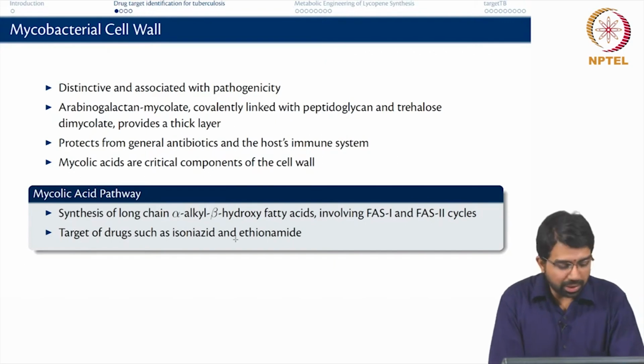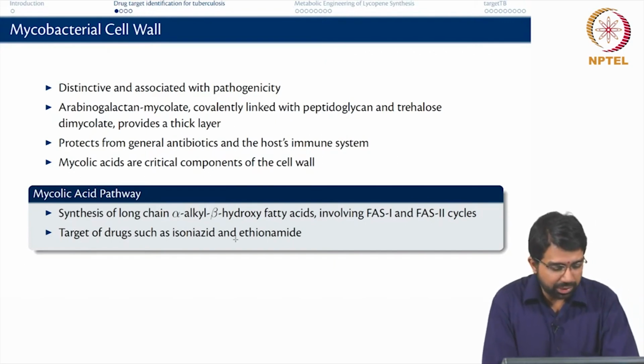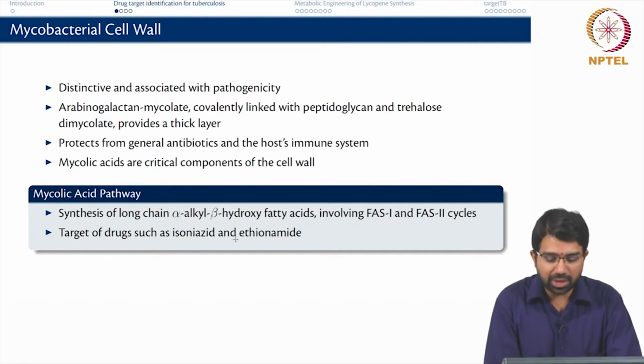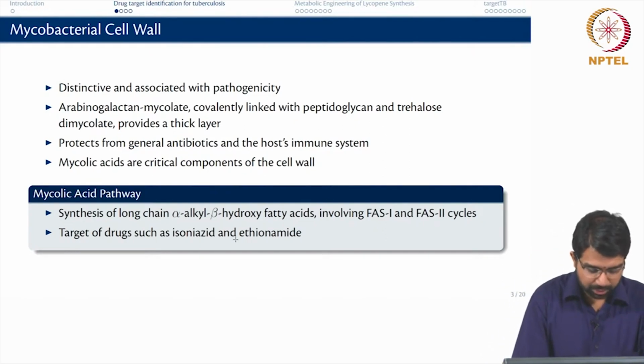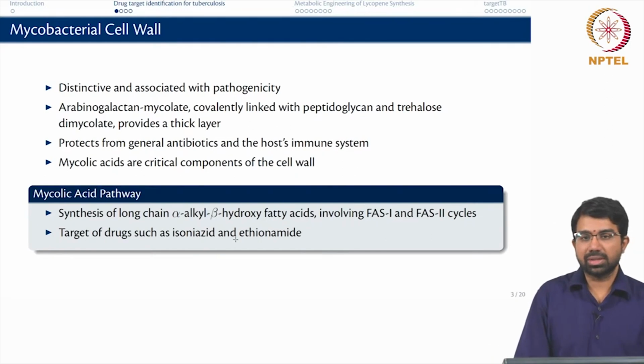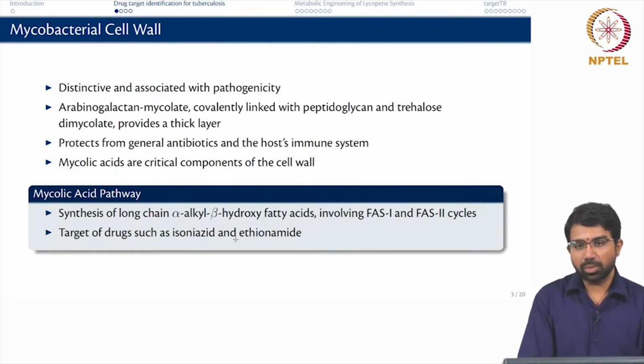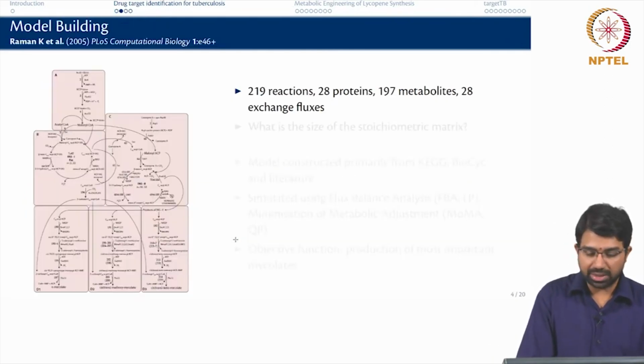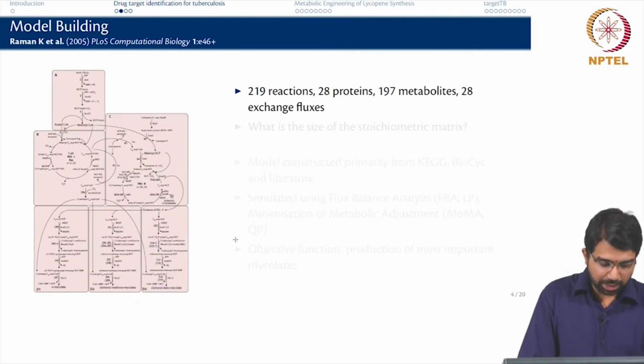Right. And mycolic acids are critical components of the cell wall. They are basically long chain alpha alkyl beta hydroxy fatty acids. So, there are two interesting fatty acid cycles, I will show them in a moment, and it is also the known target for drugs like isoniazid and ethionamide. These are two very popular anti-TB drugs. So, this is how the pathway looks like.